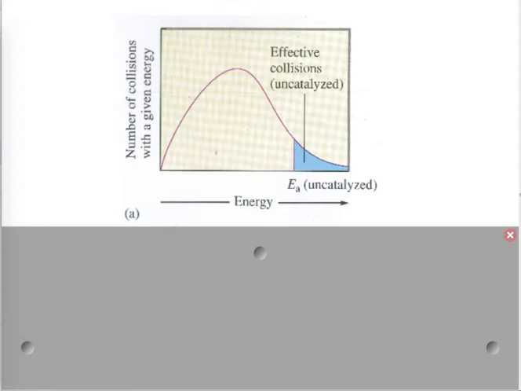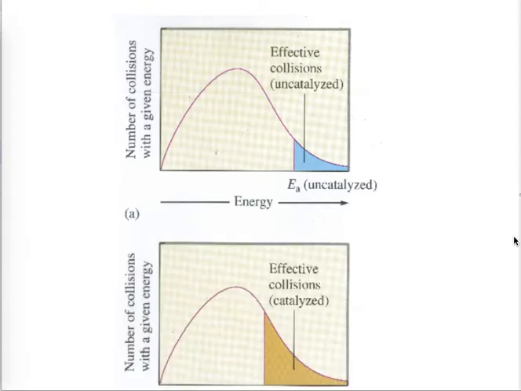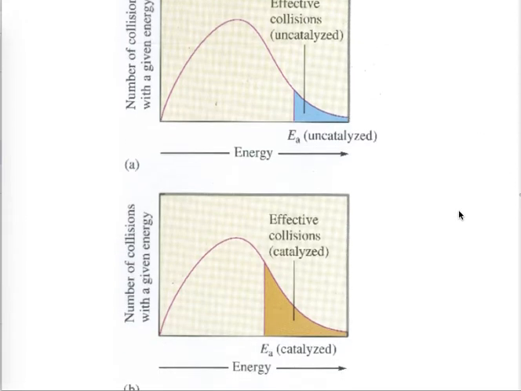So what happens when we add a catalyst and provide an alternative pathway with a lower activation energy? Well, you can see what happens. Moving the activation energy to a lower value without changing the distribution curve, because remember we're not changing the temperature, results in a greater number of effective collisions and therefore more reaction taking place and therefore a faster reaction.